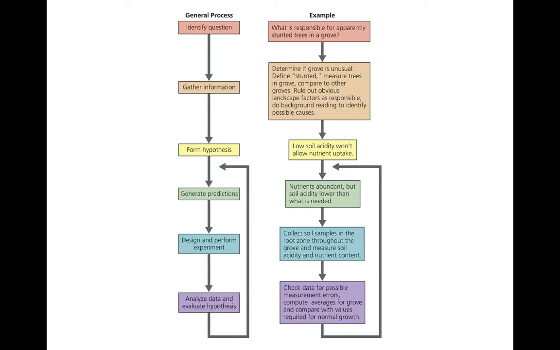Now, this image we have on the screen, we've got our general process on the left there. Identify question, that's step one. So that's our steps of the scientific method. And then on the right, we have the example. These authors decided to put it into a practical example so you get how science works. Their question that they identify is, what is responsible for apparently stunted trees in a grove?